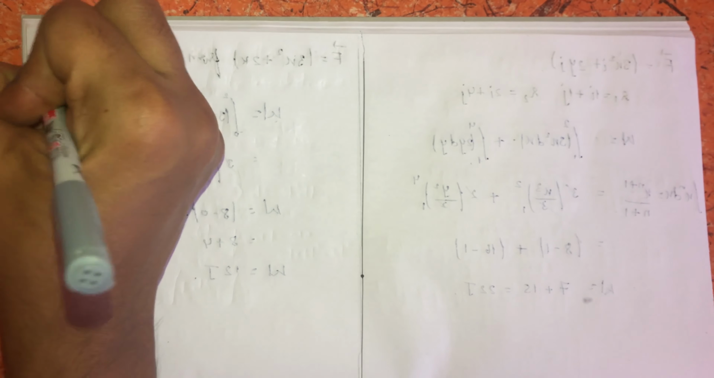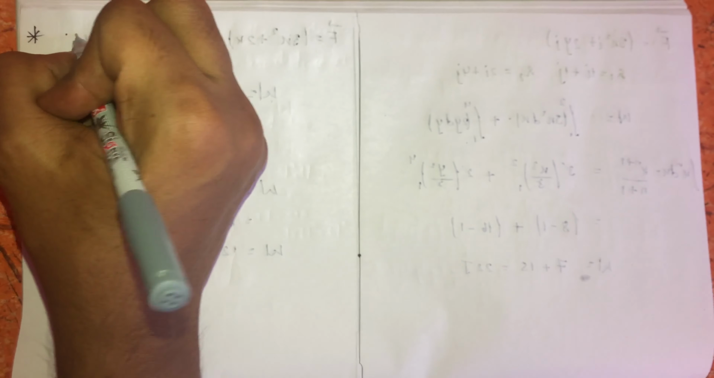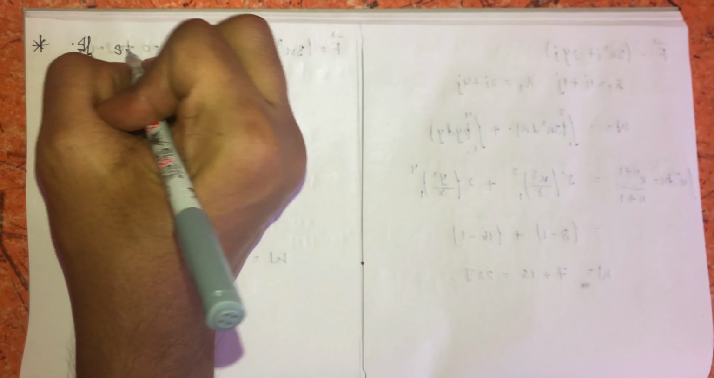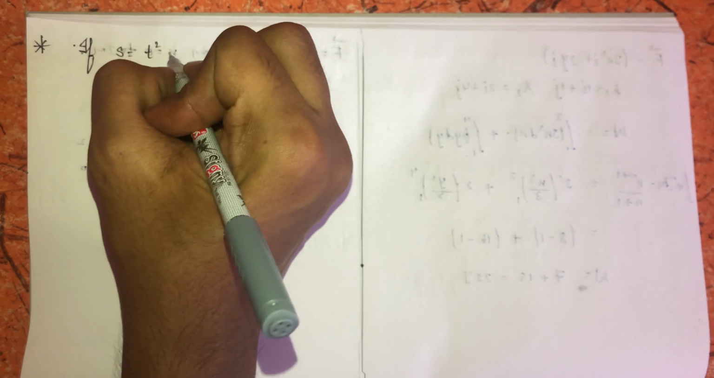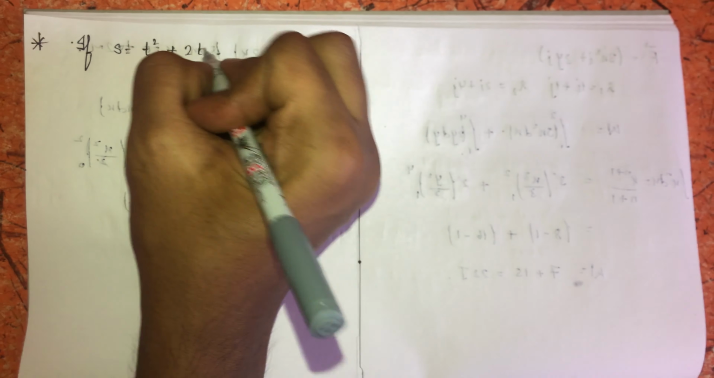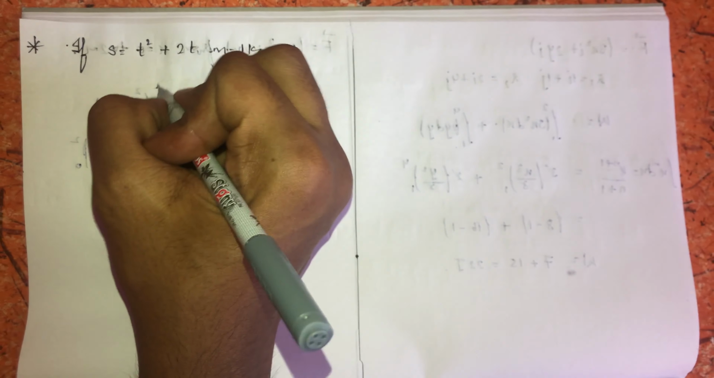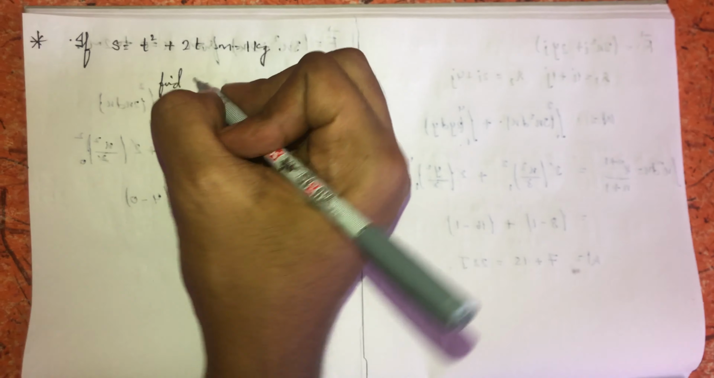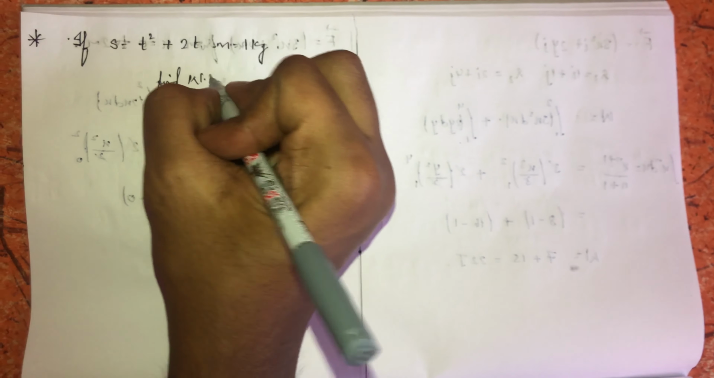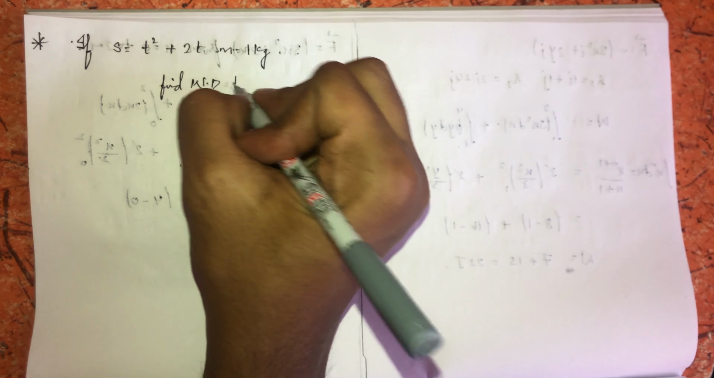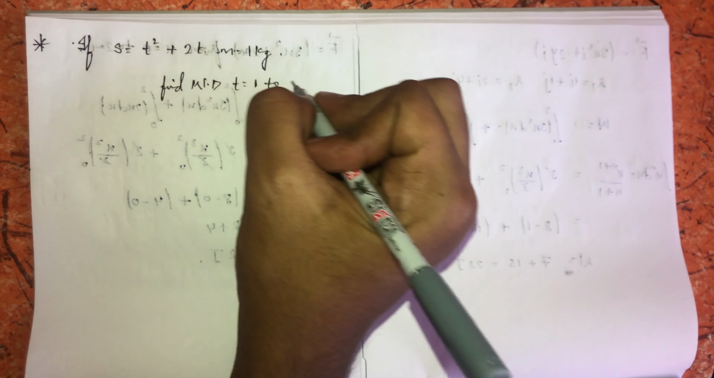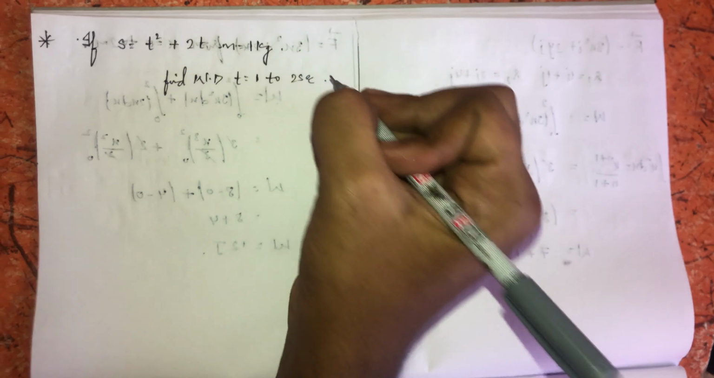If displacement is equal to t to the power of 2 plus 2t, mass is given as 1 kg, find work done from time 1 second to 2 seconds. That's fine.